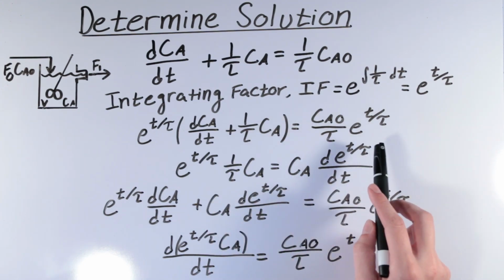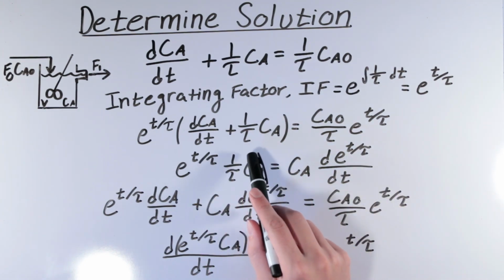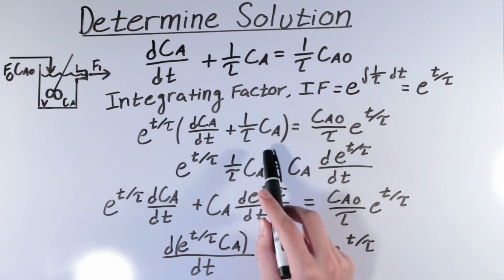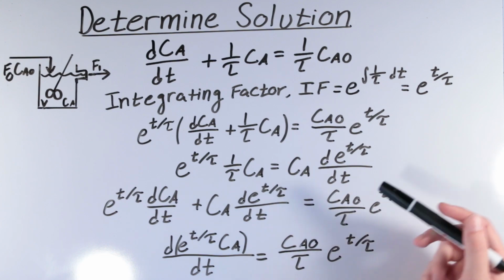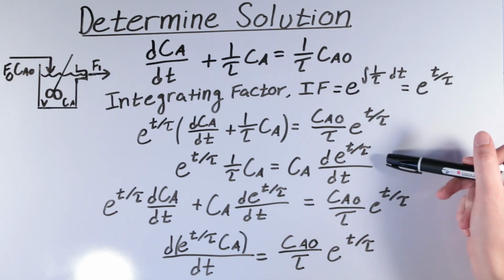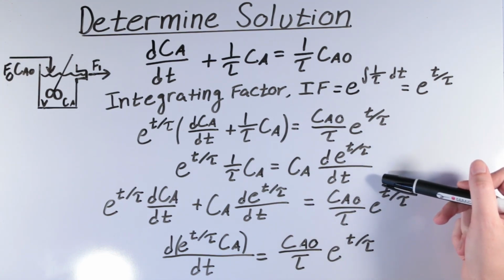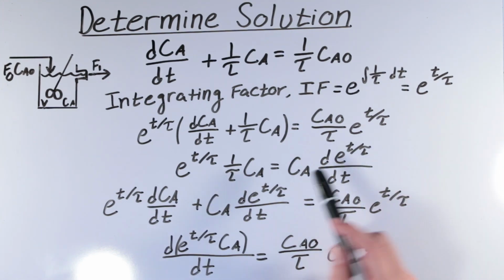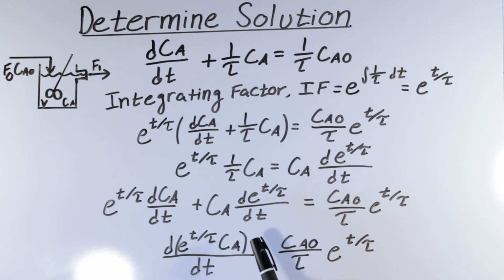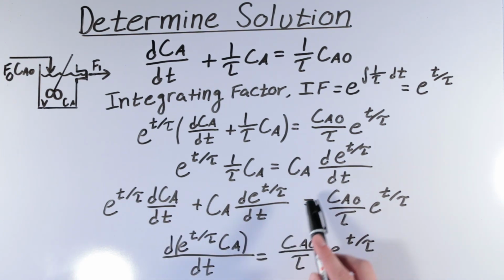Now there's something special we can do with this term of the differential equation, where we say that e to the t over tau times 1 over tau times C_A is equal to C_A times the derivative of our integrating factor with respect to time. This identity is going to allow us to combine like terms with this first portion of the differential equation. So we rewrite it as this, including the identity that we just created, and then that allows us to combine these terms into one single lumped term.